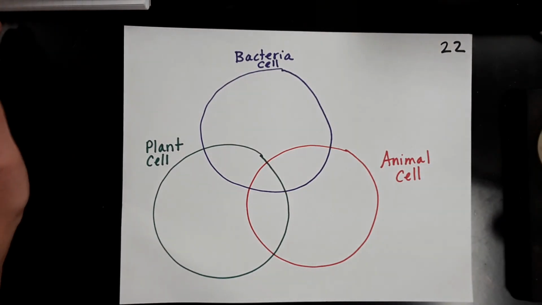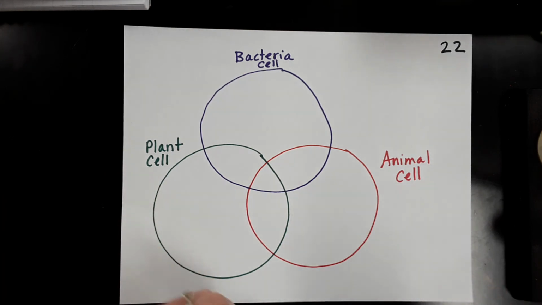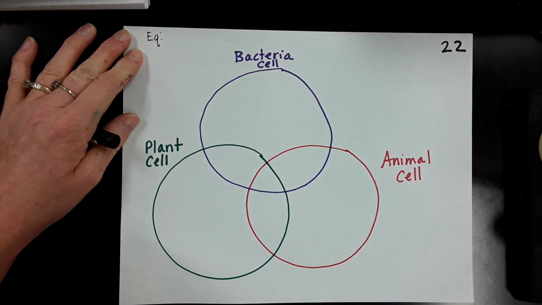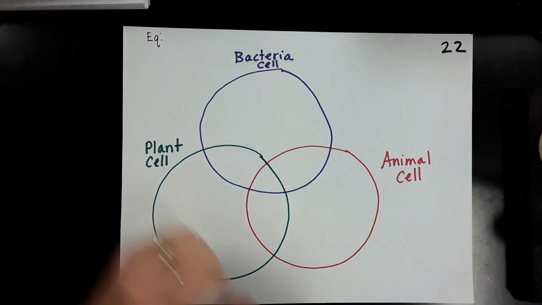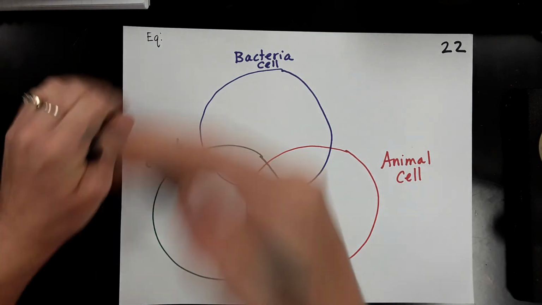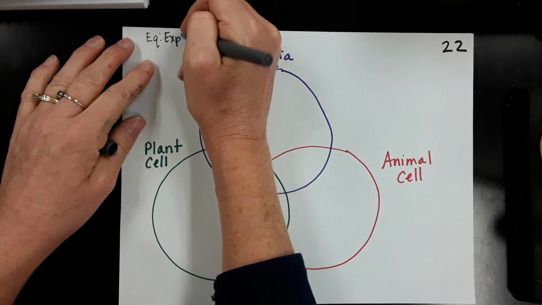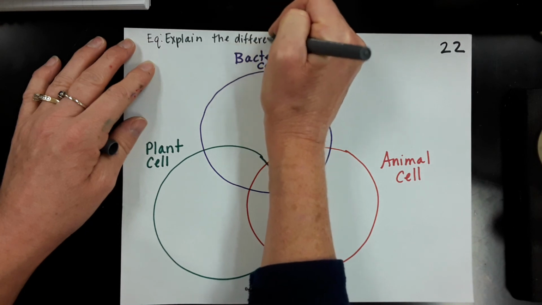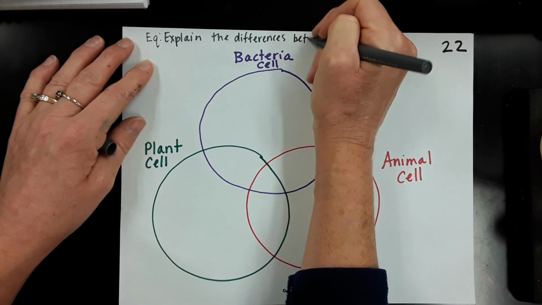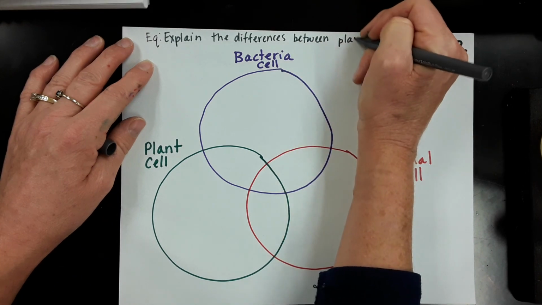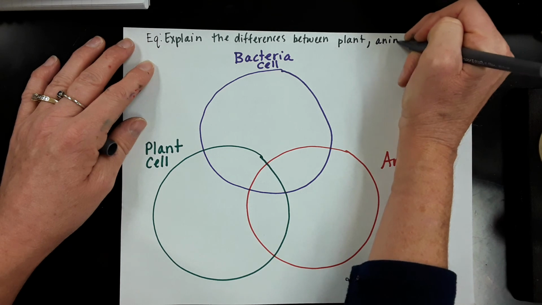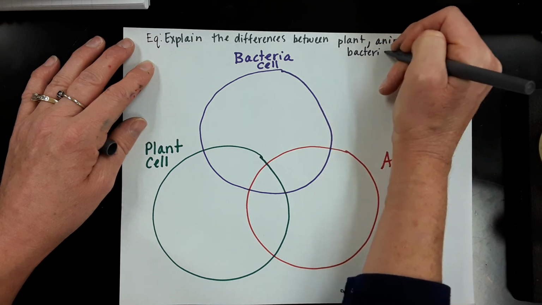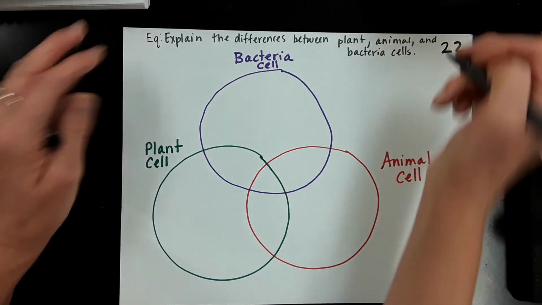The overall big idea, the essential question (EQ) you want to be able to answer with this tri-Venn diagram, is to explain the differences between plant, animal, and bacteria cells. So this Venn diagram is going to aim to do that.